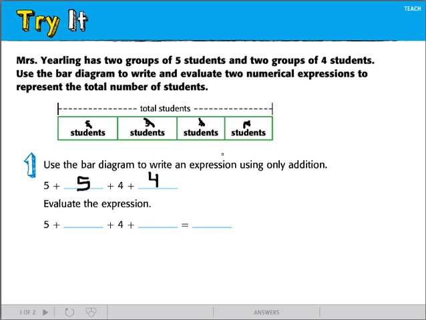Okay? Now that we have the expression filled out, we can evaluate. So 5 plus 5 and 4 plus 4 equals. The way I like to do these, make a little v. 5 plus 5 is 10. And we're going to add that to 4 plus 4, which is 8. So 10 plus 8 is 18.